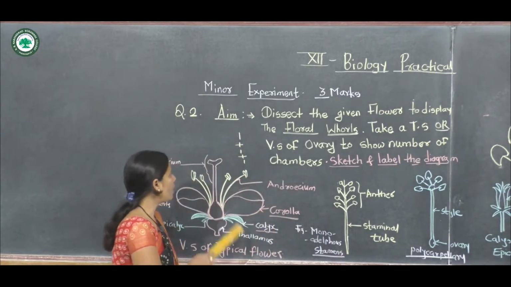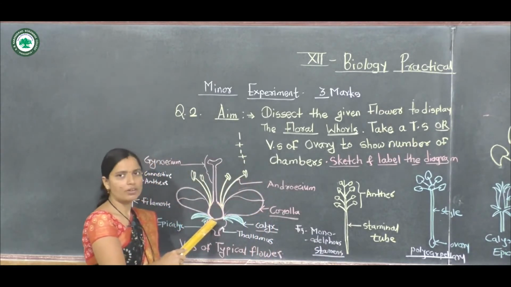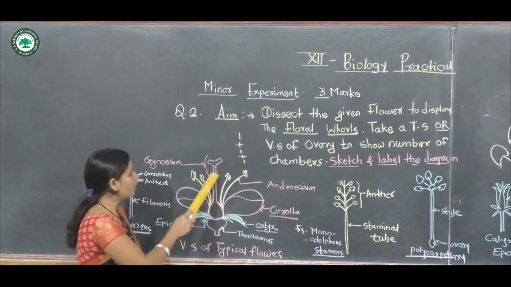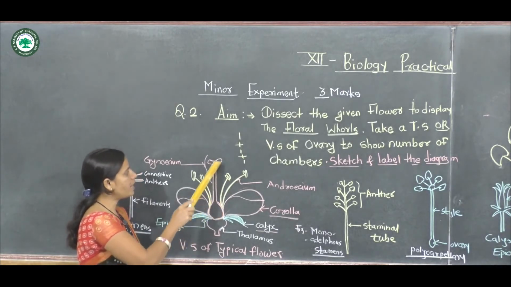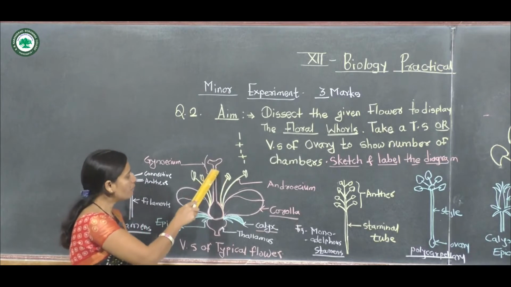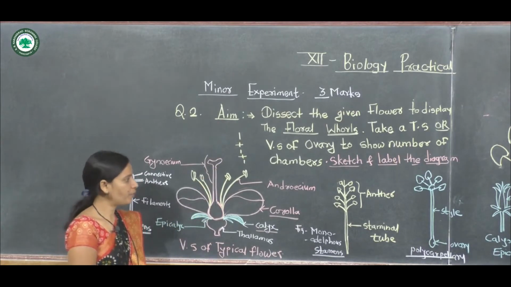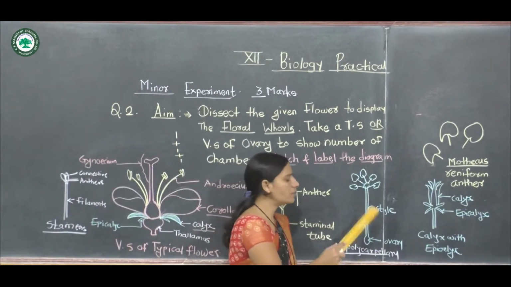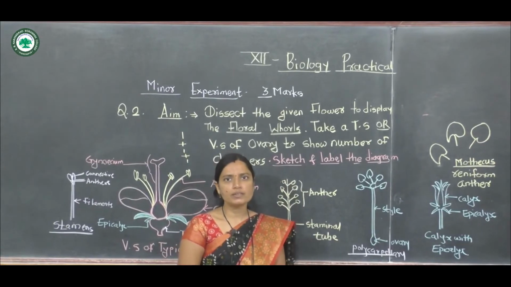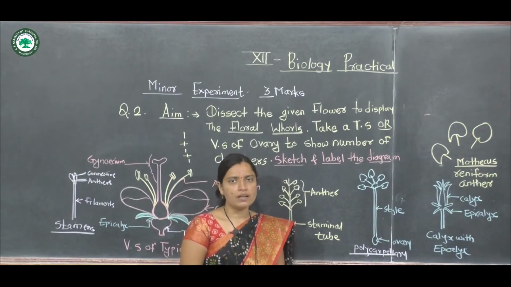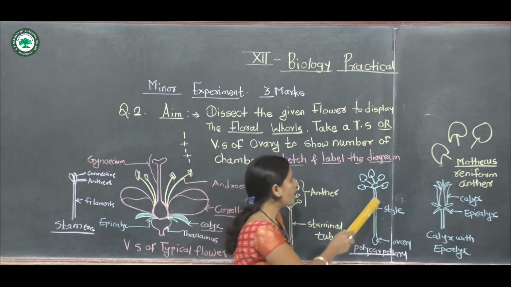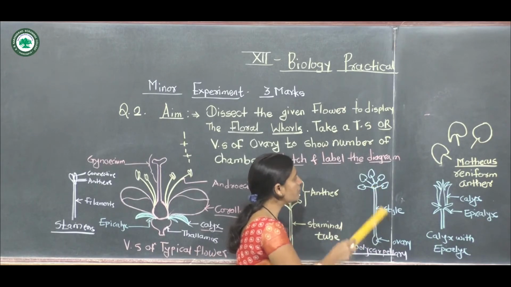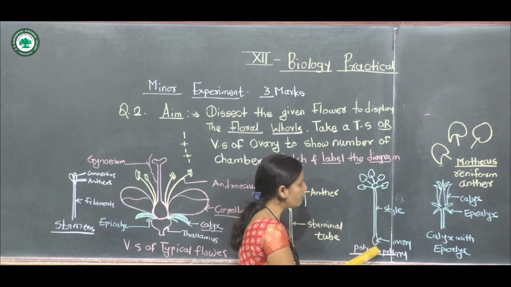Next, the middle part of the flower is called the gynoecium, and this gynoecium is divided into three parts: ovary, style and stigma. It is the female reproductive whorl of the flower, and the hibiscus flower has a polycarpellary condition, meaning many carpels are present, attached on this style, with the stigma, style and ovary.